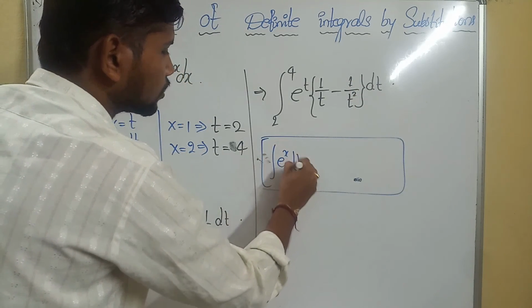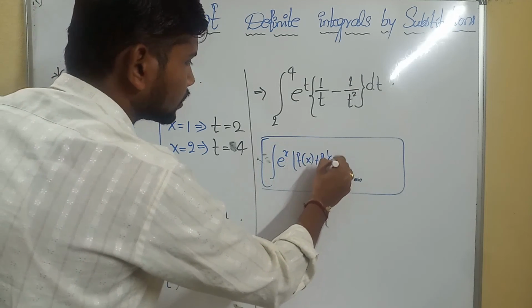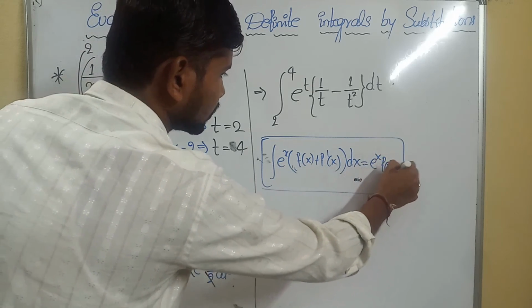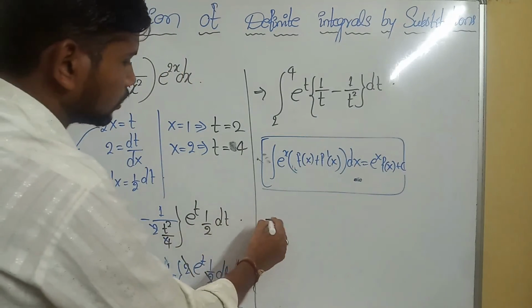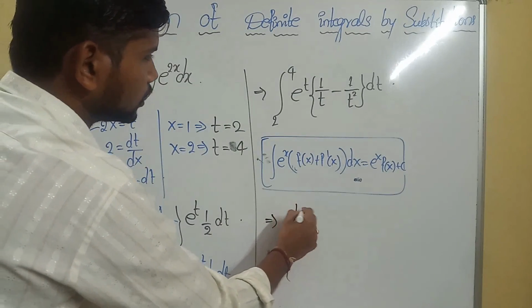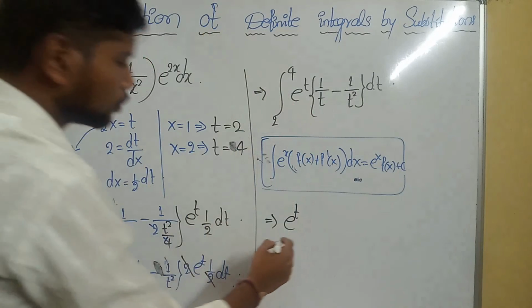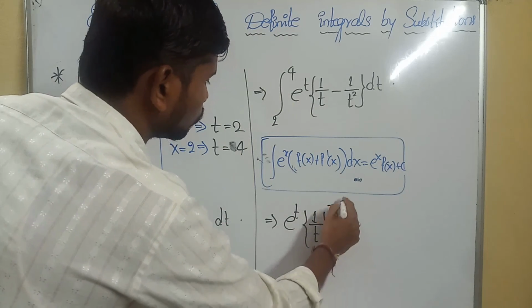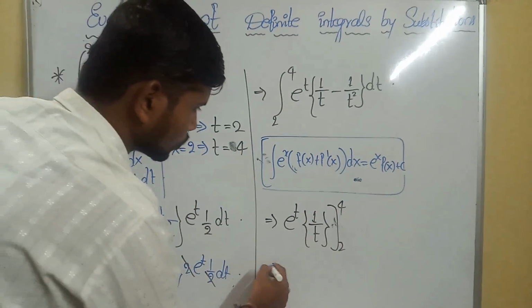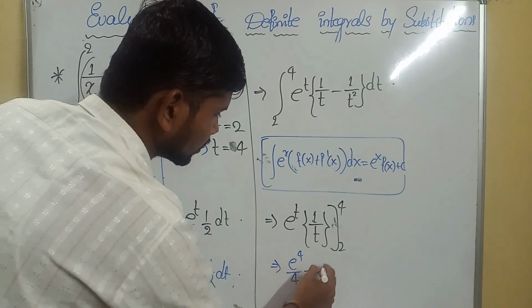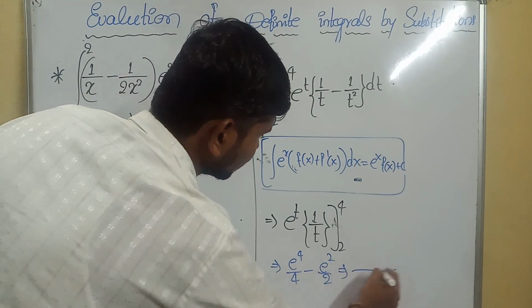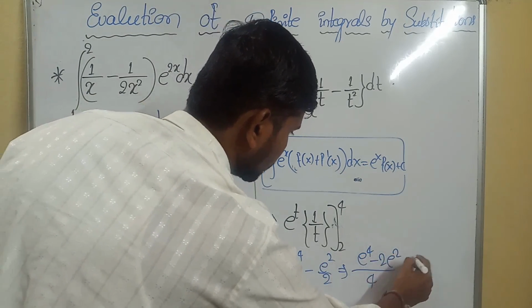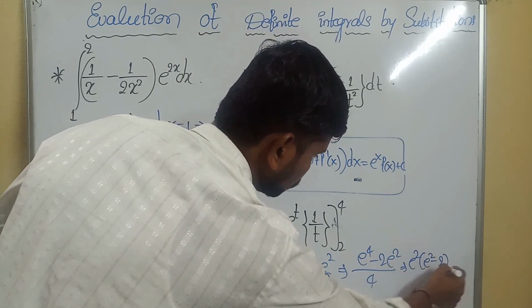Integral of e raised to x, f of x plus f dash of x into dx is equal to e raised to x f of x plus c, if it is indefinite. Now I have to write the value as e to the power t, 1 by t, whose derivative will be minus 1 divided by t square. It will be 1 divided by t plus, instead of c I have to write 2 to 4. Substitute the upper as well as the lower limit values. e to the power 4 divided by 4 minus e to the power 2 divided by 2. Then the LCM will be 4. It will be e to the power 4 minus 2e square. If you want to take e square common, it will be e square minus 2 divided by 4.